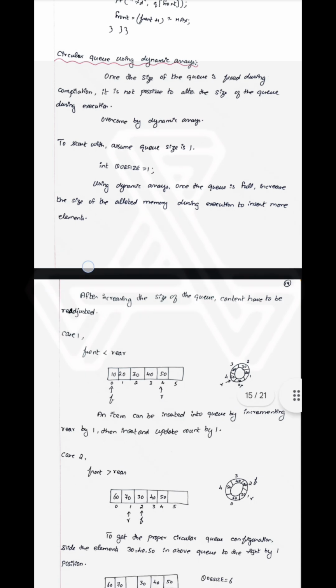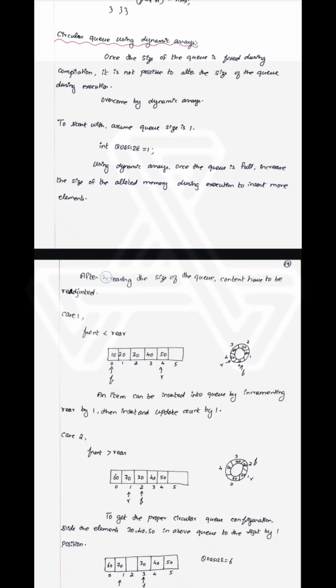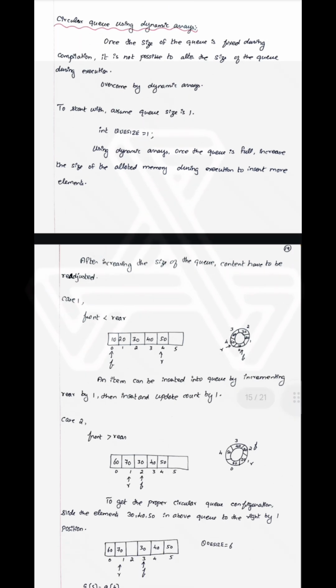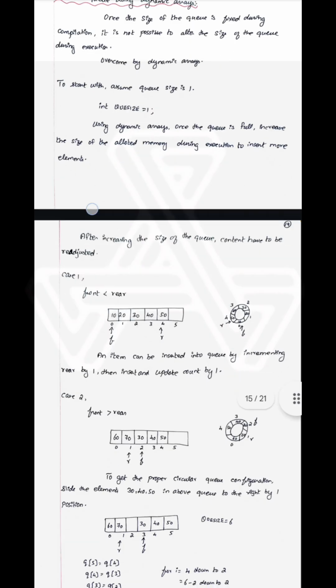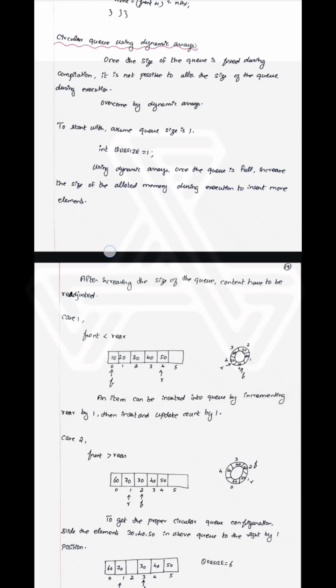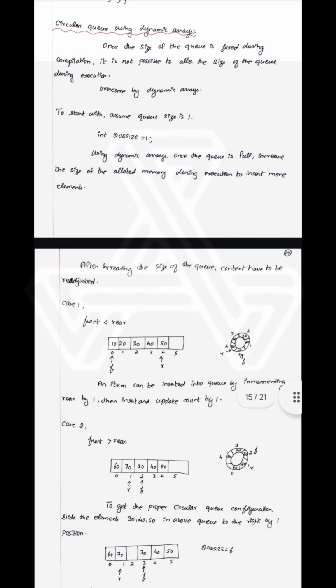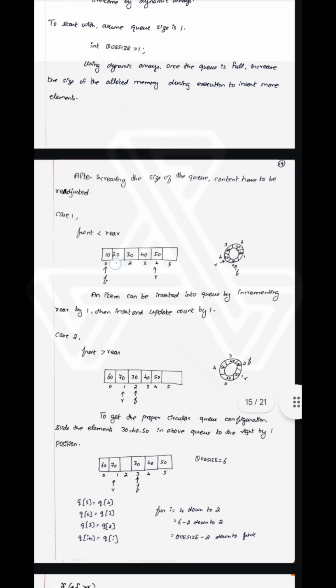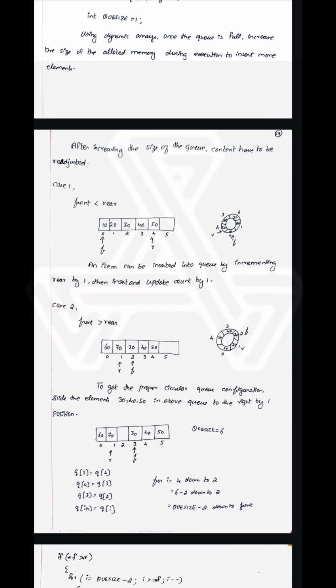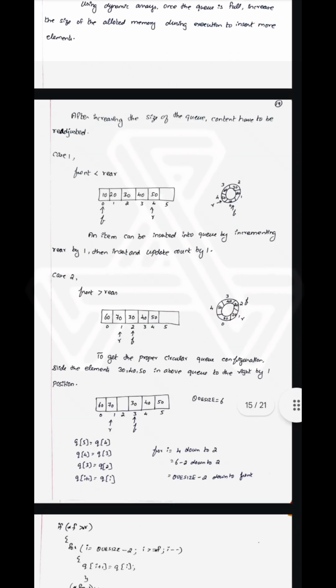Circular queue using dynamic arrays. Once the size of the queue is fixed during compilation, it is not possible to alter the size of the queue during execution. This is overcome by dynamic arrays. To start with, assume the queue size is 1. Int queue size is 1. Using dynamic arrays, once the queue is full, increase the size of the allotted memory during execution to insert more elements. After incrementing the size of the queue, the contents have to be readjusted. Front less than rear.